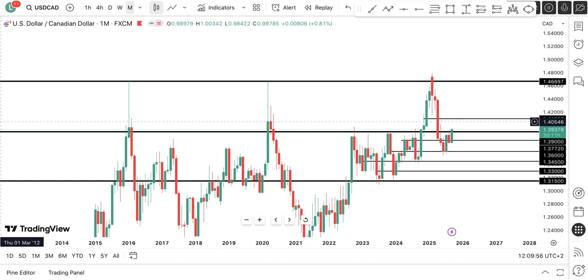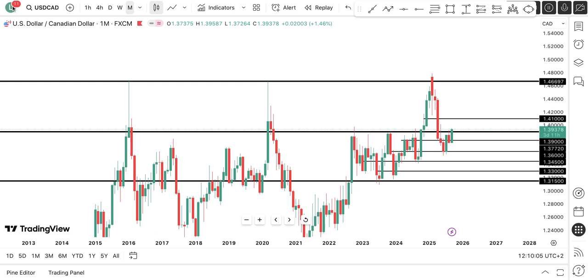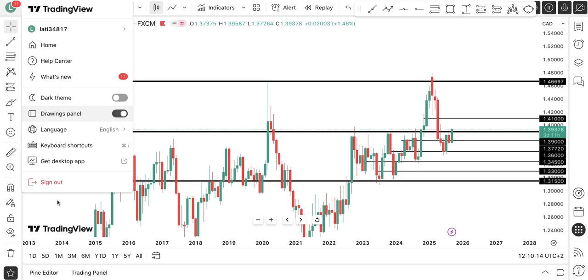So this is what I say, right? So I'll show you this. I'm gonna take these off, and it is important to understand that the tools, the support and resistance lines, they do not tell us the direction of the market, right? They do not tell us the direction of the market.